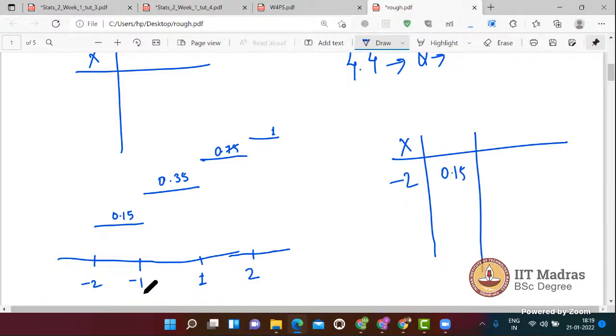So x can take value -1 also, because at -1 there is a jump. So the probability would be 0.35 minus 0.15, that is 0.2, right? And again, there is a jump at 1. So at 1 x can take 1 also, and there is a jump of how much? 0.4. And again there is a jump at 2. So at 2 there is a jump of 0.25, right? These are the probabilities for x equal to x.